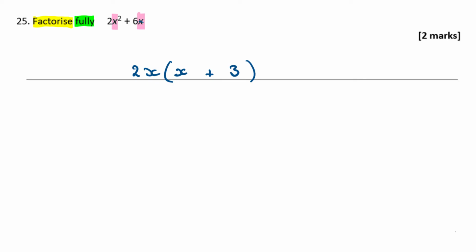Okay, now if you want both marks, you do need to get both factors. If you just factorized out the x and got 2x plus 6, that is factorized, but it's not factorized fully. Similarly, if you just pulled out 2x squared plus 3x, again, that is not factorized fully. You have to bring out the 2 and the x to get both marks.